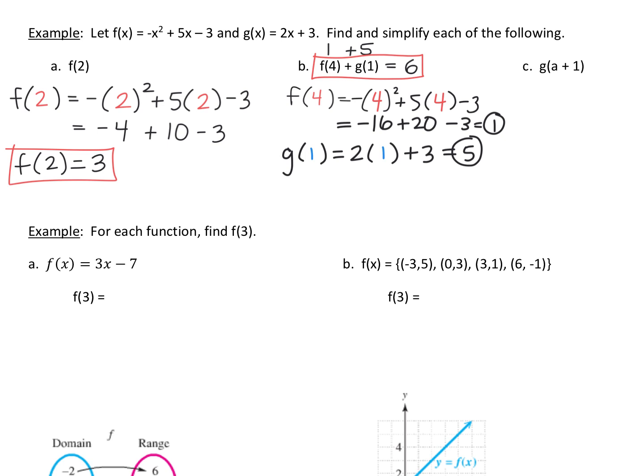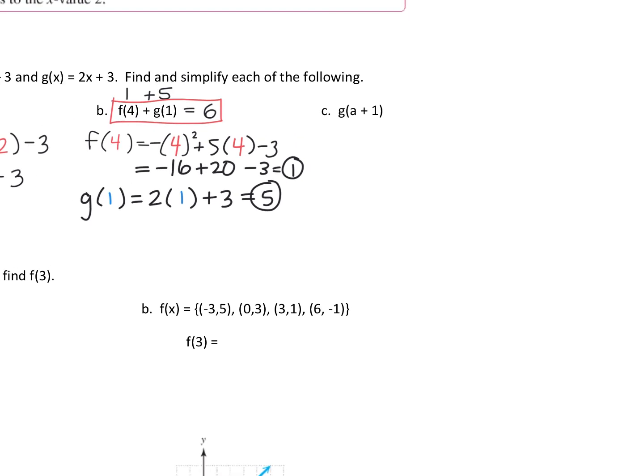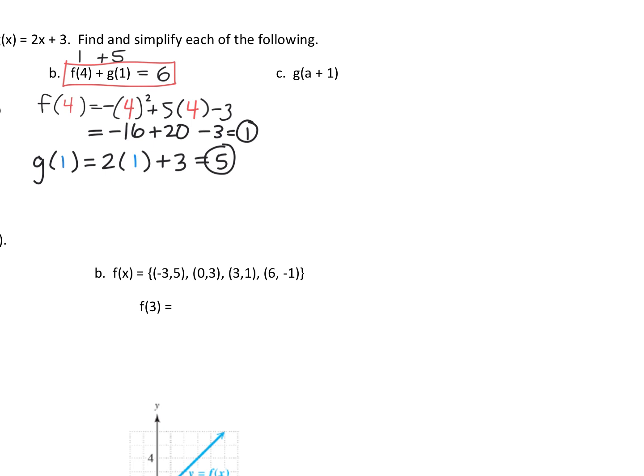Okay, and then the last one, you were inputting an expression instead of a number. So a plus 1. Do you think I'm going to get just one number out when I plug that in? No, you're going to get an expression. So when I put a plus 1 into 2x plus 3, that would be, so g of a plus 1 is equal to 2. Okay, so a plus 1 goes here.